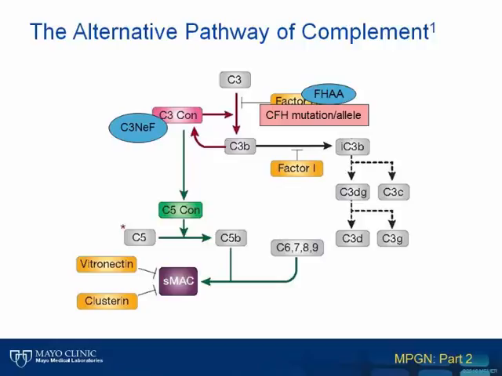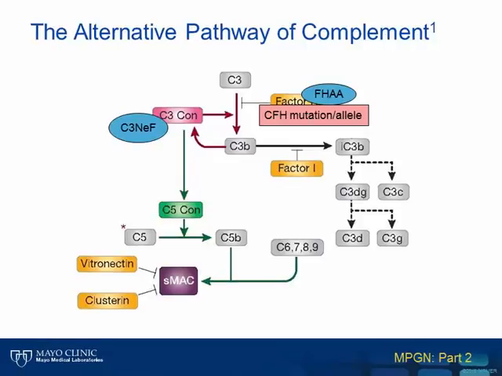So anything wrong with factor H, meaning you have a mutation or alleles in factor H that predispose you to poor function of factor H, can also result in overactivity of the C3 convertase. It can also result in overactivity of C3 just breaking down into C3b, and now you cannot make these degradation products. Sometimes you can have a mutation in factor I.